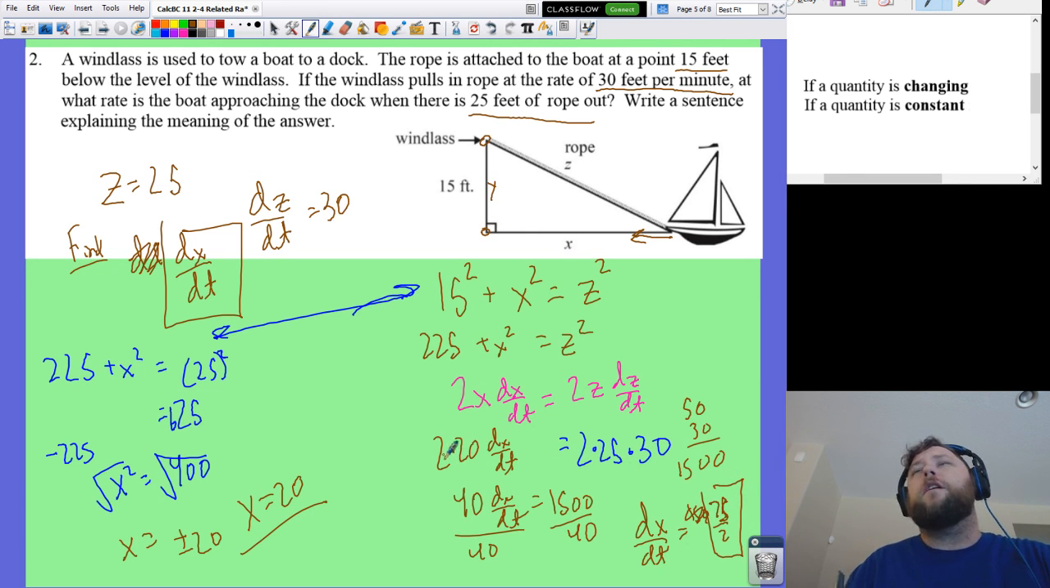And what does that mean for my answer? That means, since it's positive, the boat is approaching the dock at a rate of 75 over 2 feet per minute, because those are our units. That's one thing: we've got to always watch what our units are. So it's approaching the dock at 75/2, which is 37.5 feet per minute at that point. All right, we're done.